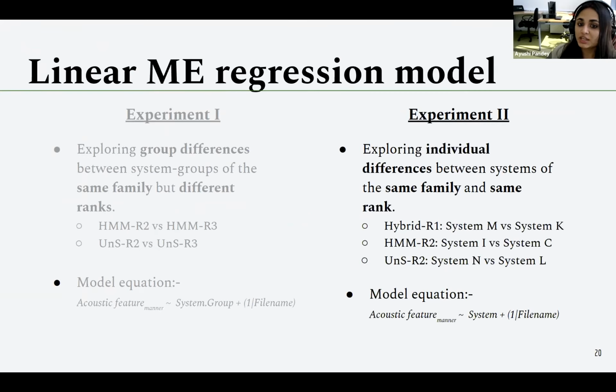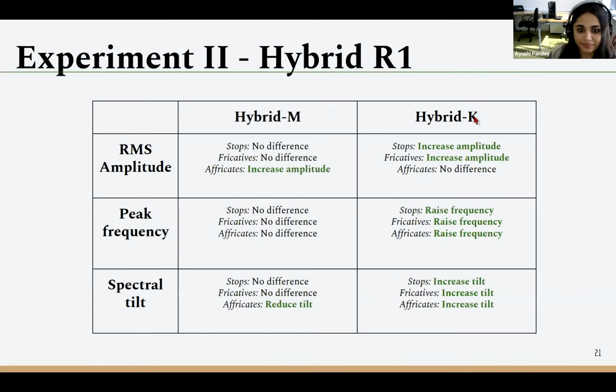Okay, this brings us to the second experiment, where we have controlled for quality and system family, rank and system family, and we are looking at the individual differences between systems.